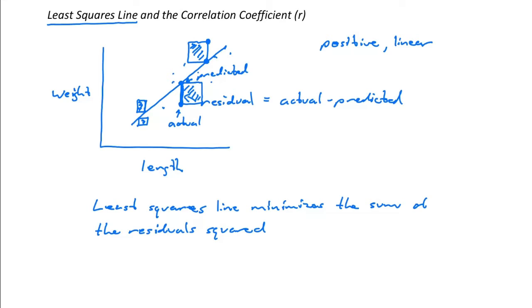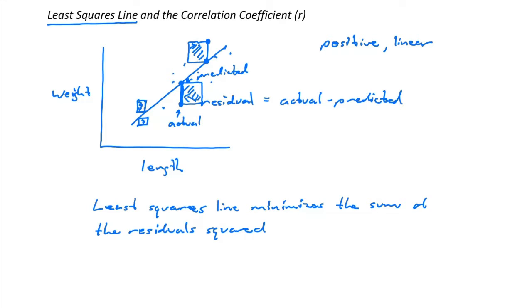Well, as I move that line around, imagine moving that line up or down or tilting it, it's going to change the residuals, how far those points are from the line, which is going to change the sizes of those squares. Some squares will get larger, some squares will get smaller. And as I move that line around, what I'm looking for is the situation where the line creates the smallest sum of all of those squares. That gives us our least squares line.